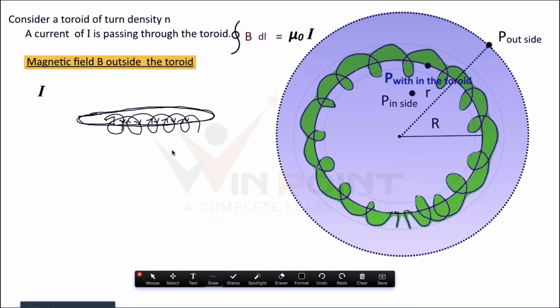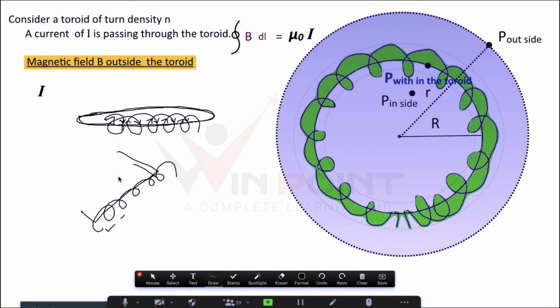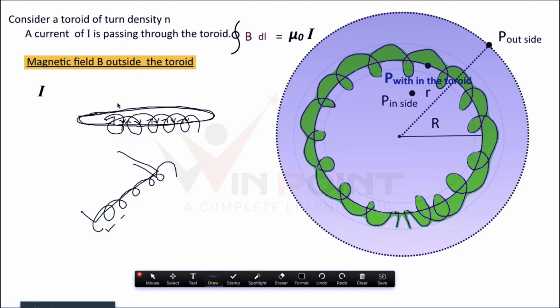In the previous case, the solenoid, we considered an Amperian loop and took only half, because if I consider the full solenoid, then the total current will be 0. Current is going in, current is coming out, so we need to take the difference. One current is plus, the other current is negative. Plus current, minus current, plus current, minus current. So the total current will be 0.